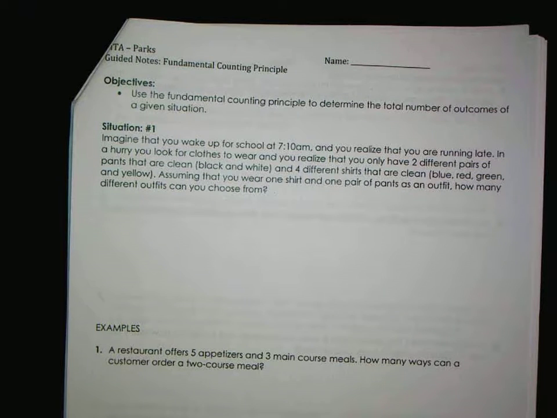So imagine that you wake up for school at 7:10 a.m. and you realize you are running late. In a hurry, you look for clothes to wear, and you realize that you only have 2 different pants that are clean, one black, one white, and 4 different shirts that are clean: blue, red, green, and yellow. Assuming that you wear a shirt and a pair of pants, just which I'd hope, how many different outfits can you choose from?